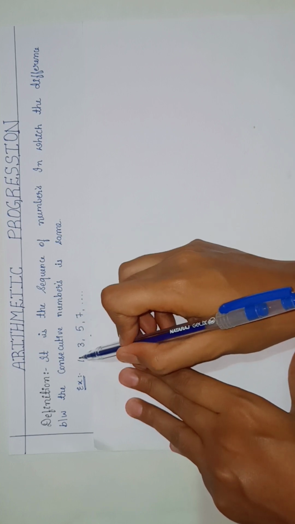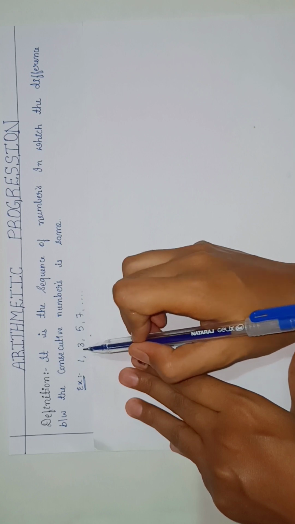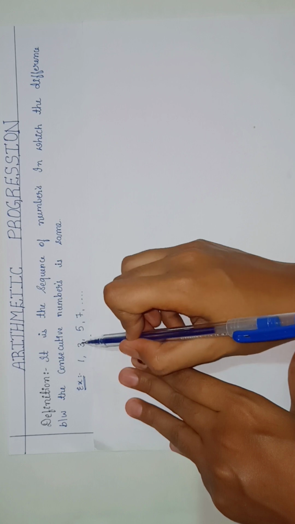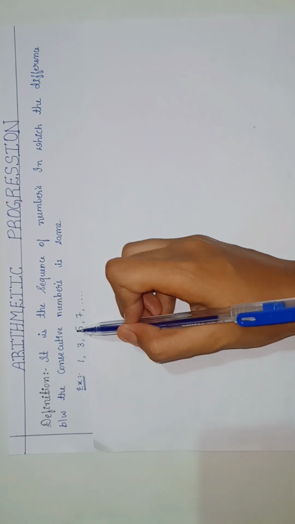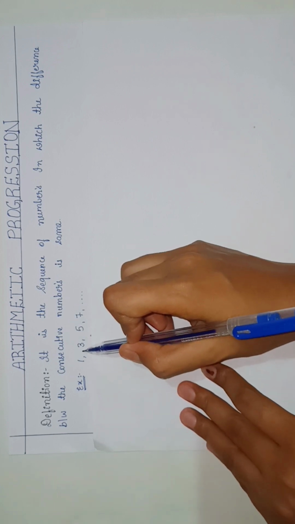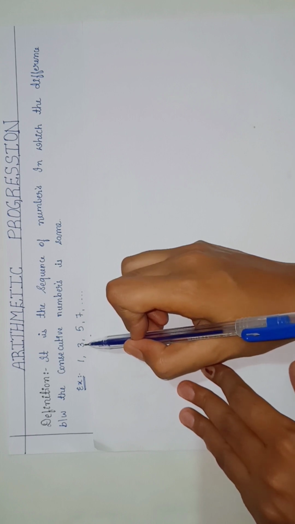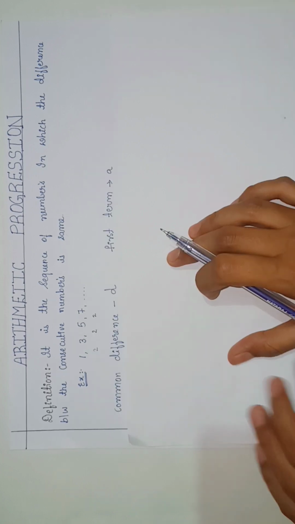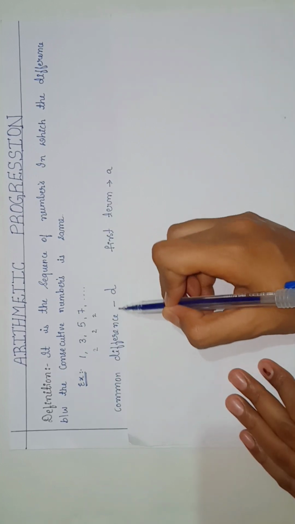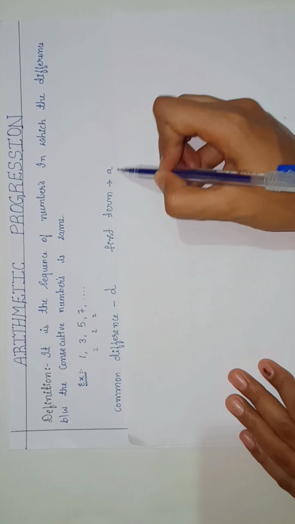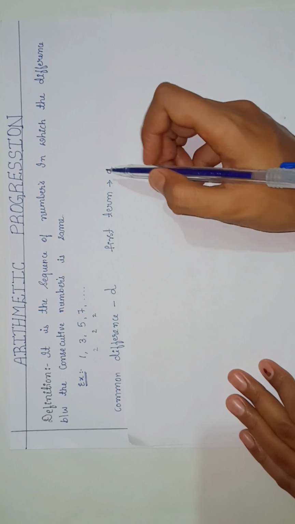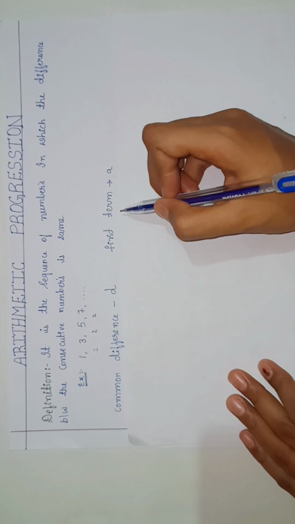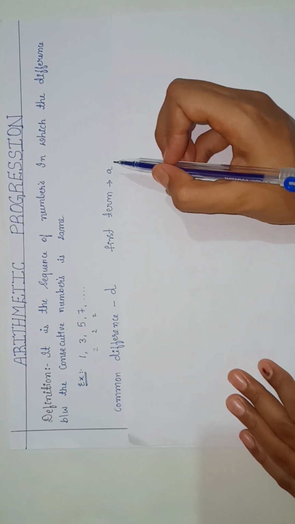And the first term is denoted by the letter a. And the common difference: if you subtract two consecutive numbers, you will get one number. That number we call the common difference. The common difference is denoted by the letter d and the first term is denoted by the letter a. Remember these letters: common difference is denoted by d and the first term is denoted by a.